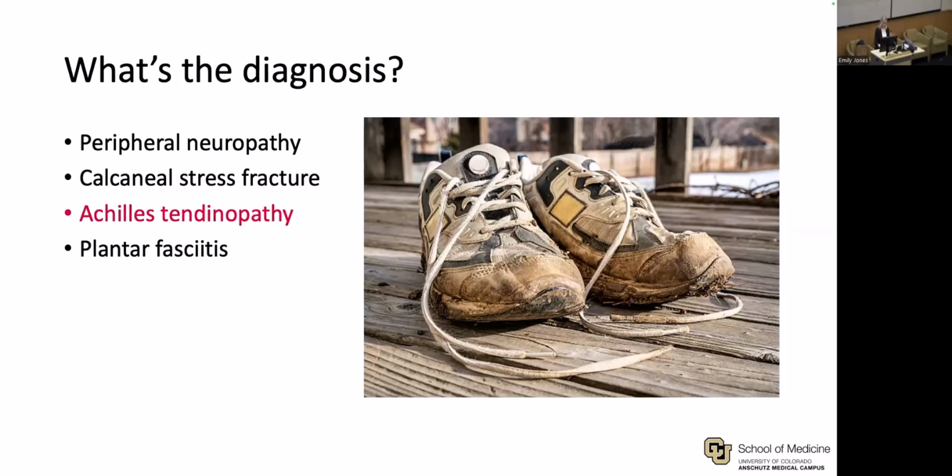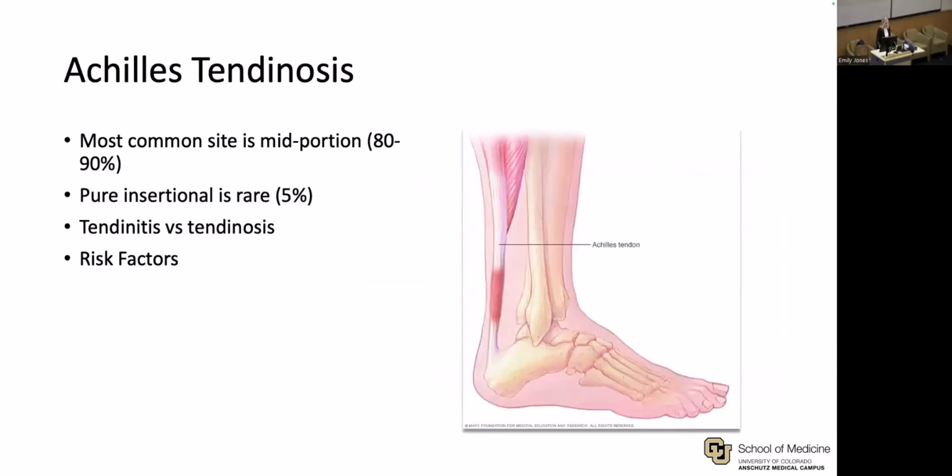Of course, Achilles tendinopathy is the diagnosis here. I put a picture of old shoes because this is a big risk factor for these injuries. The most common site of the Achilles tendon to be injured is the mid portion. There's a watershed here, so there's not very good blood supply to that middle part of the Achilles tendon. So that tends to be the most common area. The good news is that's also the location that gets better. Pure insertional Achilles tendinosis is rare, but when it does happen, it's a lot harder to improve.